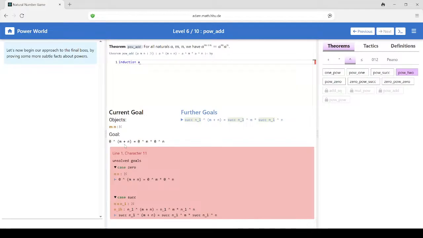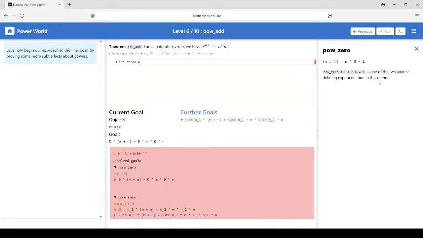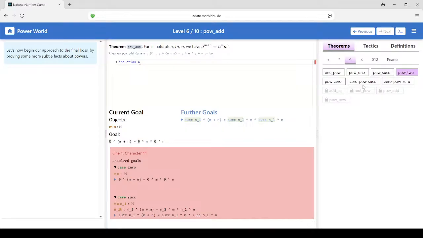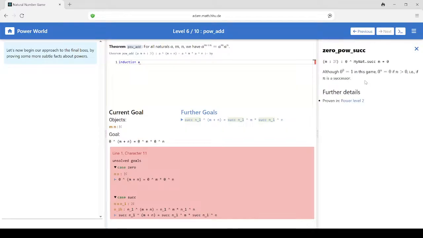0 to the power of anything. Right? I have pow 0. I don't have 0 pow. I have 0 pow successor.